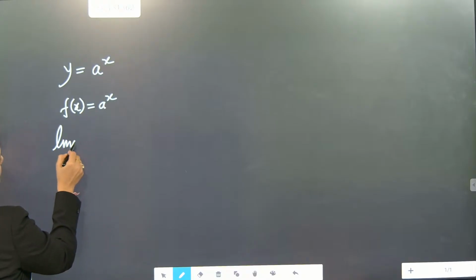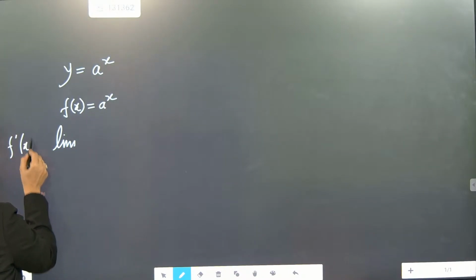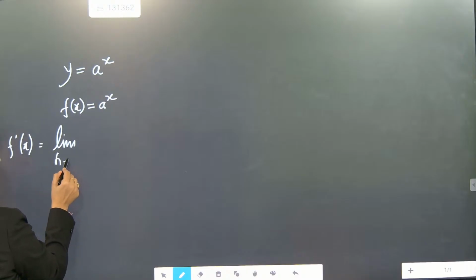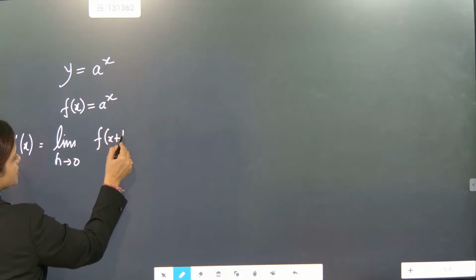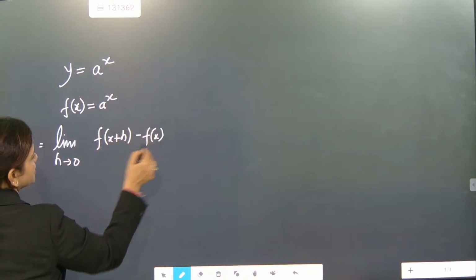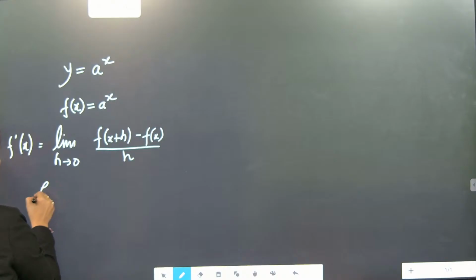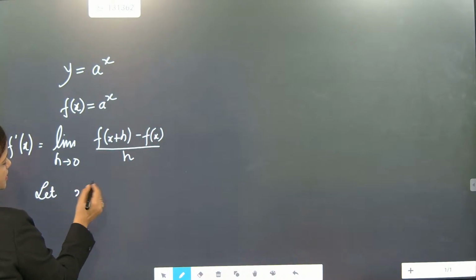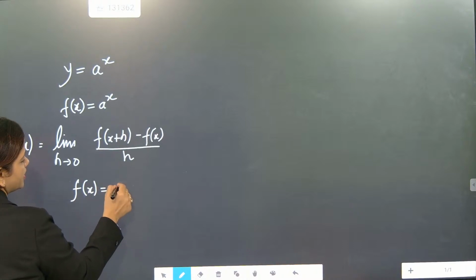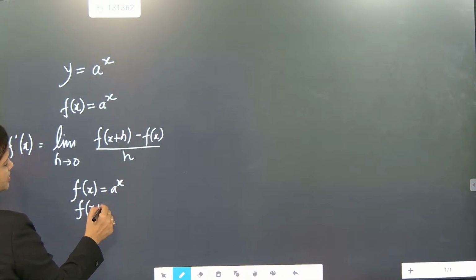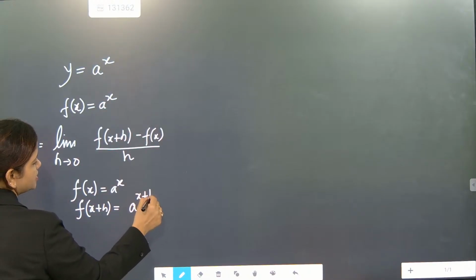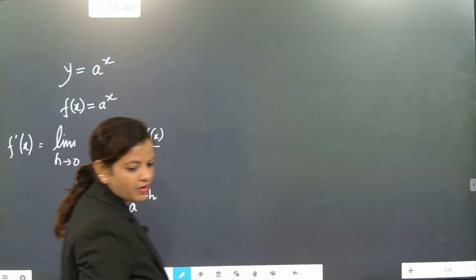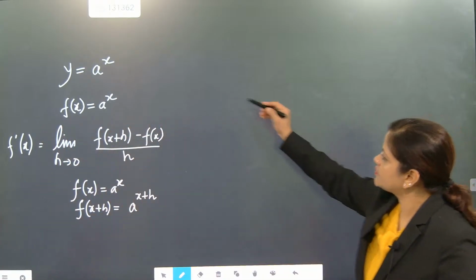So our formula is again f dash x is equal to limit h tends to 0, f of x plus h minus f of x by h. So first, what will we do? Here, if f of x is a to the power x, then what will be f of x plus h? Here it will become a to the power x plus h. So now we are going to substitute everything.